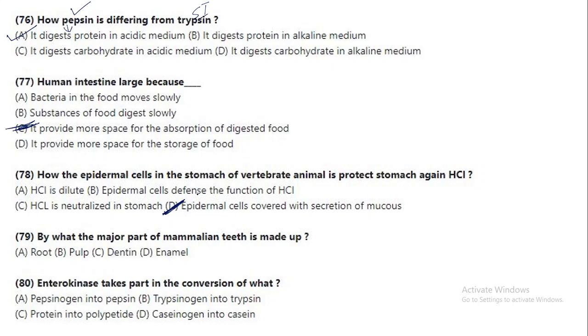What are the major parts of mammalian teeth made up of? Okay, major part of the mammalian teeth is made up of dentine. Okay, dentine, because this part is a part of the crown as well as the root. All right. Yeah. Enterokinase takes part in conversion of what? Enterokinase converts inactive trypsinogen into trypsin. Similar question we have already solved. So remember, enterokinase is produced by succus entericus.